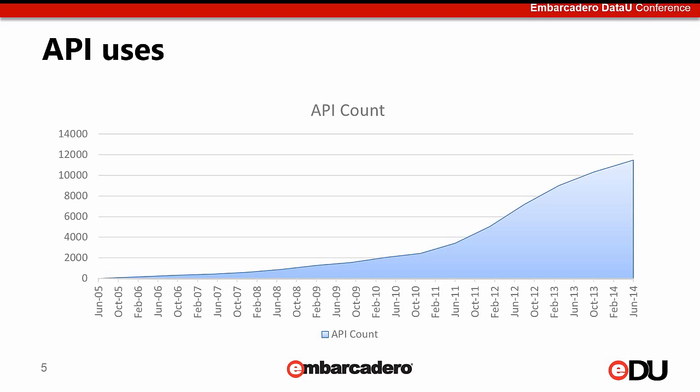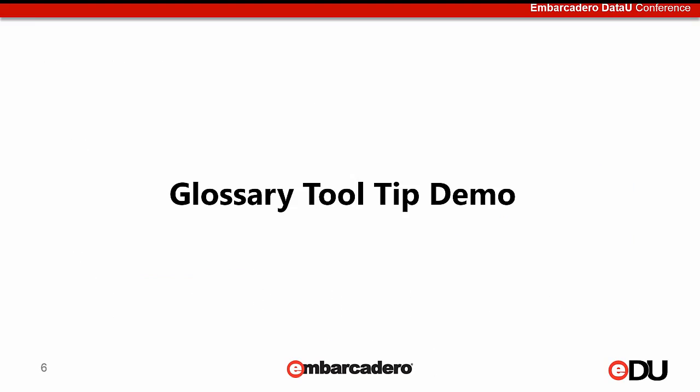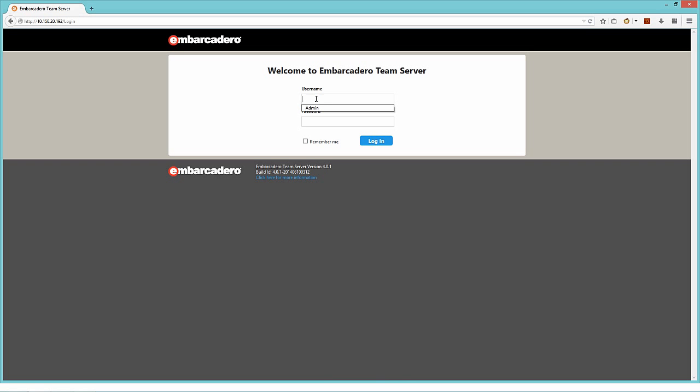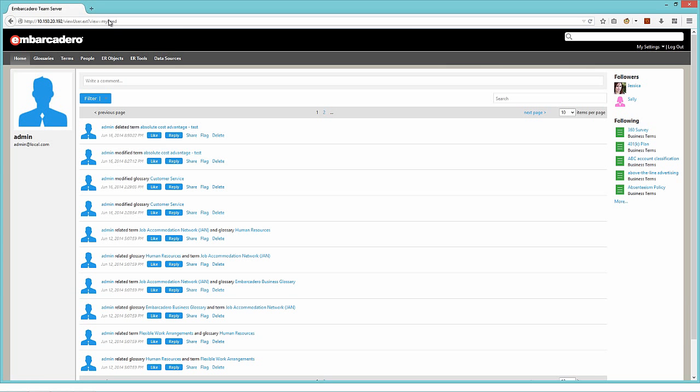As a short example of sharing data between your users or partners, I'd like to show you an example of an API call. We have a small app that runs inside a web browser and uses a special API call to fetch business glossary information from TeamServer. So I'm going to switch to a web browser, and you can see the TeamServer interface. I'm going to log in here. And straight away you can see my homepage.